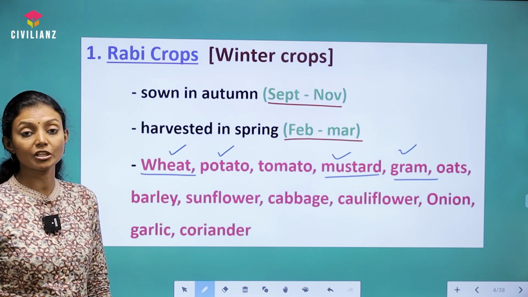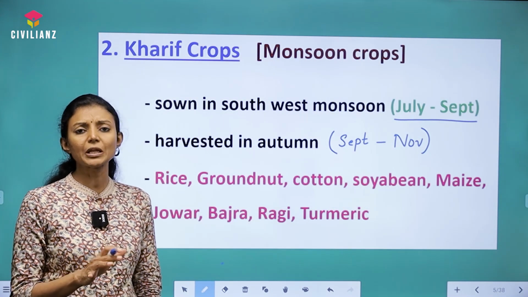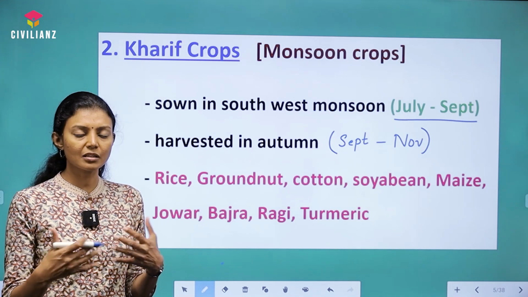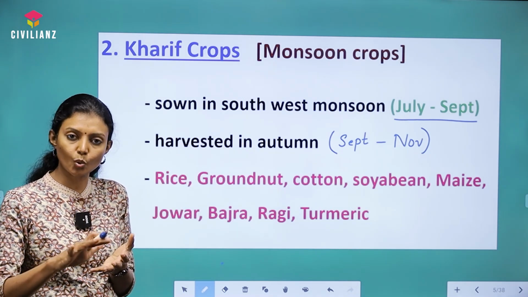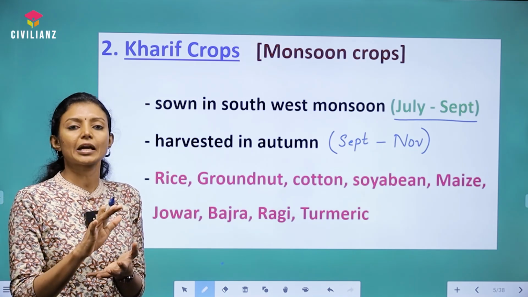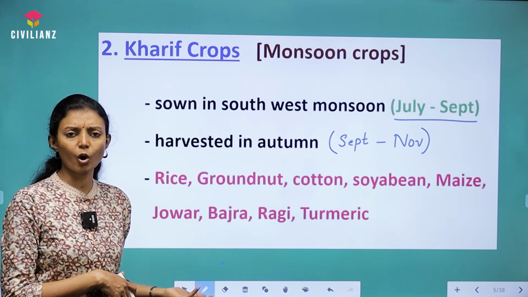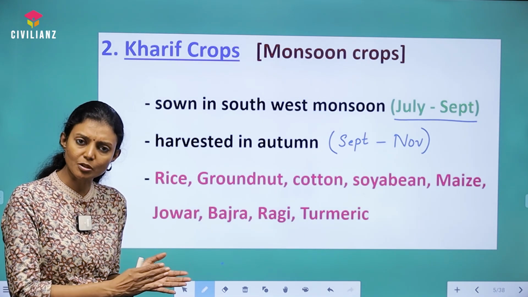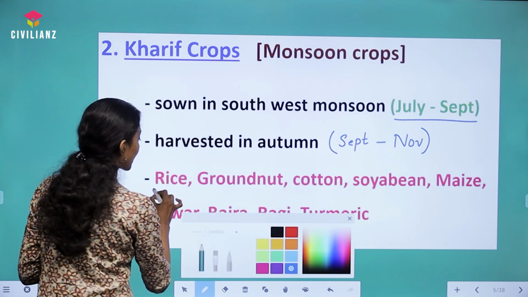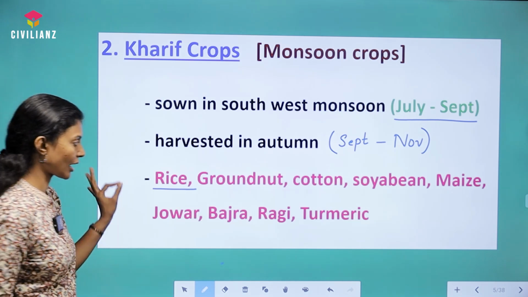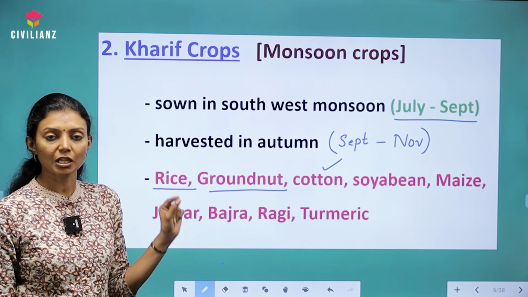So let us see what the features of kharif crops are. Kharif crops are popularly known as monsoon crops, and as the name suggests, they are sown in the southwest monsoon. The seeds are sown in the southwest monsoon, that is the average time period is from July to September, and it is harvested in autumn. As we have already seen, the autumn season is from September to November. The main example is rice, the most important example. Rice, groundnut, cotton. Cotton, again, you have to be careful. Cotton comes under kharif crop.